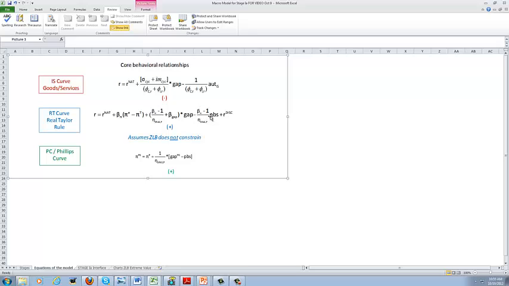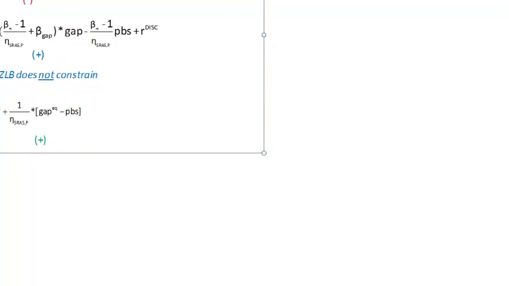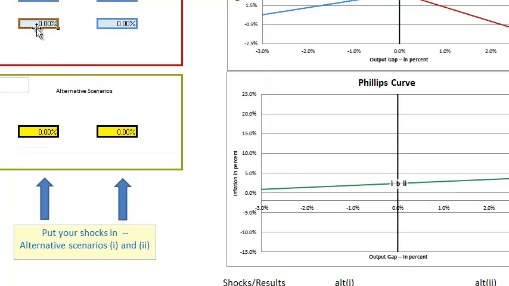So the idea here is that this curve, this real Taylor rule, will also have to shift upwards when we have an adverse shock to the short-run aggregate supply curve. So let's go back and let's put in, and this is going to be a fairly sizable shock to the short-run aggregate supply curve, minus 2.5%. Okay, and you can see that what happened is exactly what I said was going to happen.